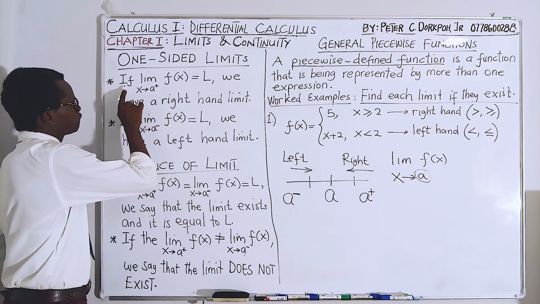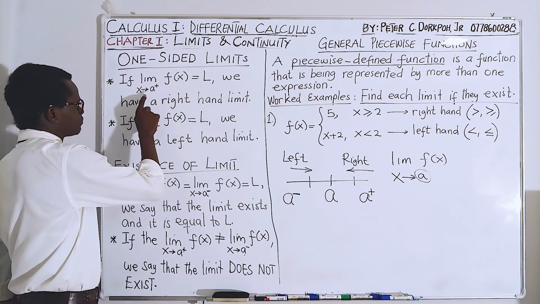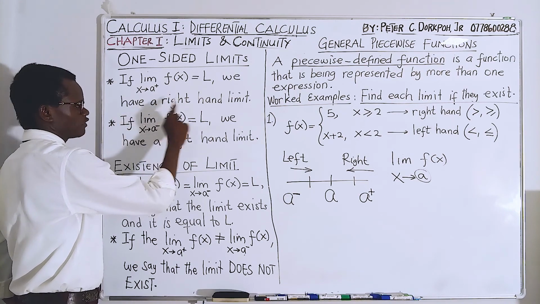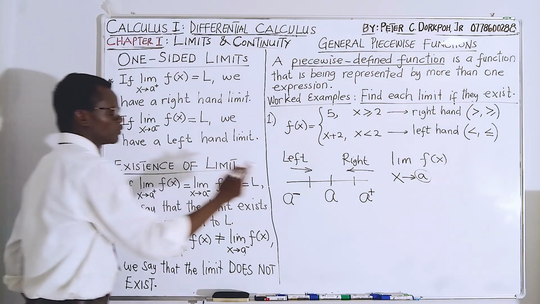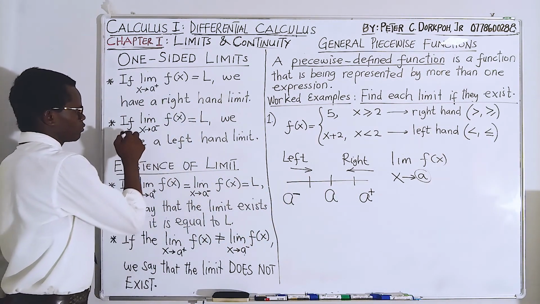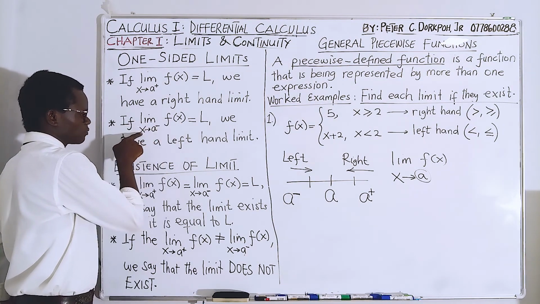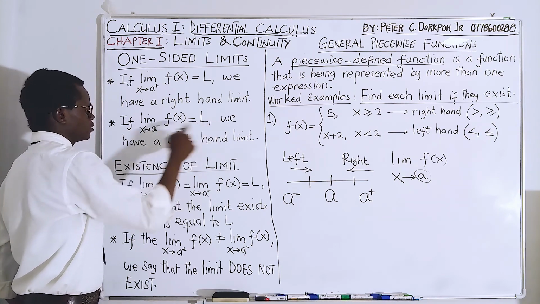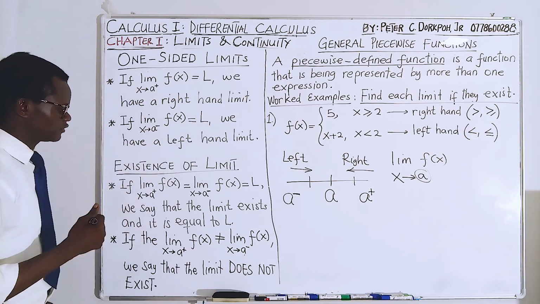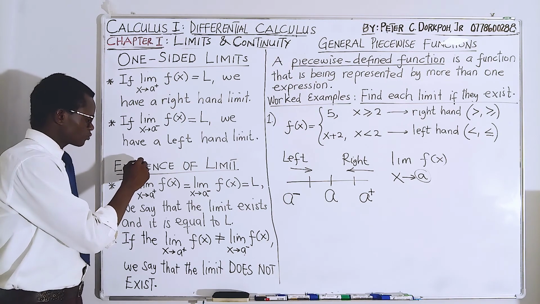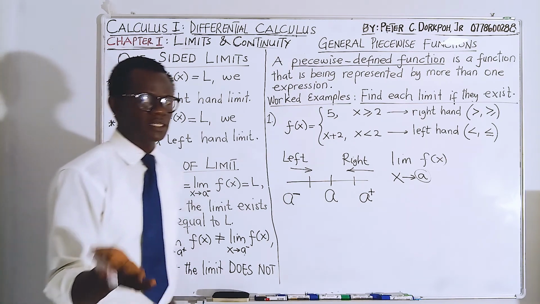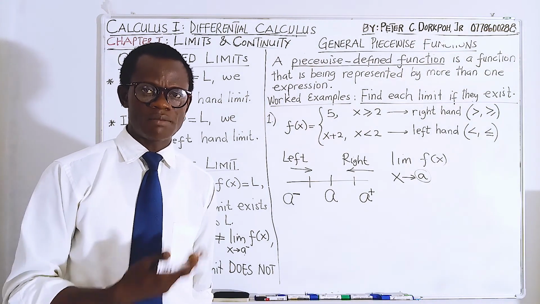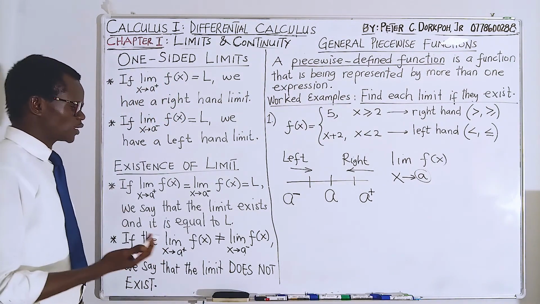So we say if the limit of f of x as x approaches a from the right is equal to L, we have a right-hand limit. And when the limit of f of x as x approaches a from the left is equal to L, we have the left-hand limit. Whenever you have a left-hand limit and a right-hand limit, you always test for the existence of the limit, whether the limit does exist.